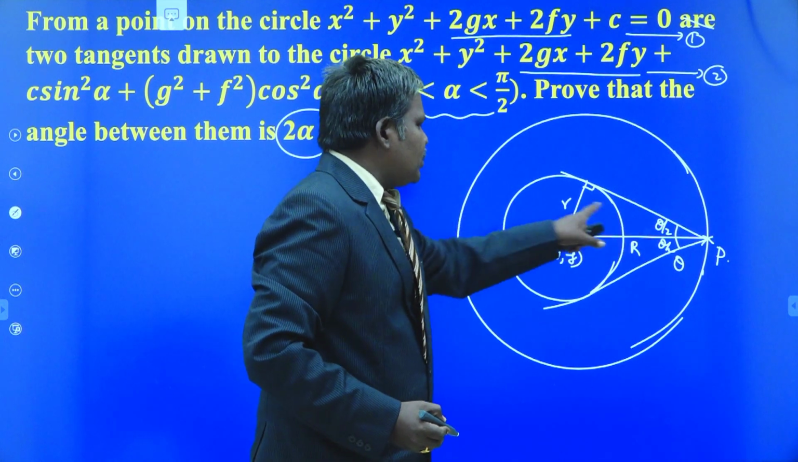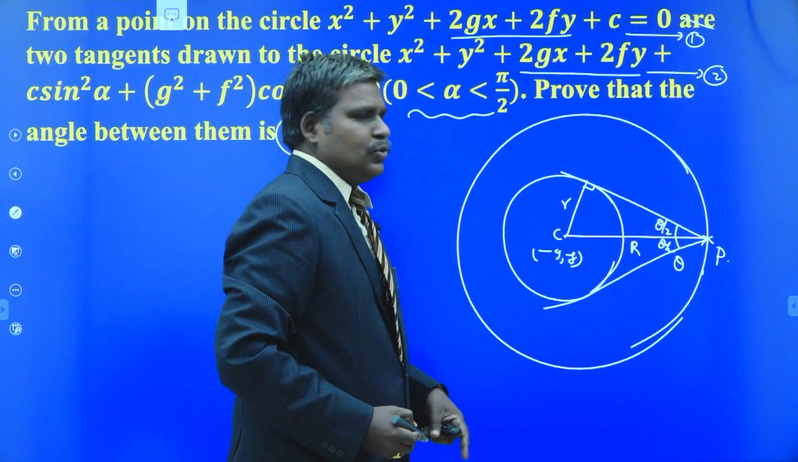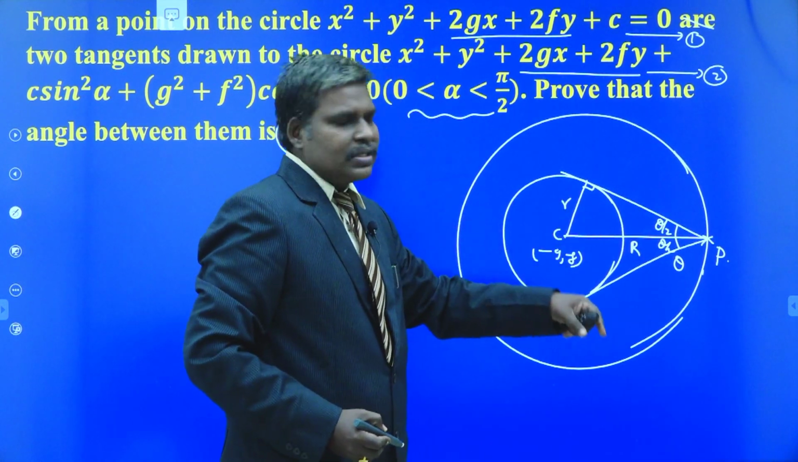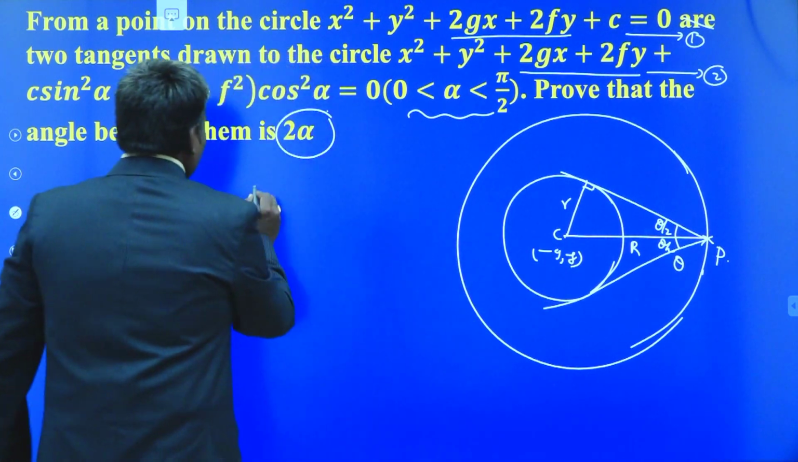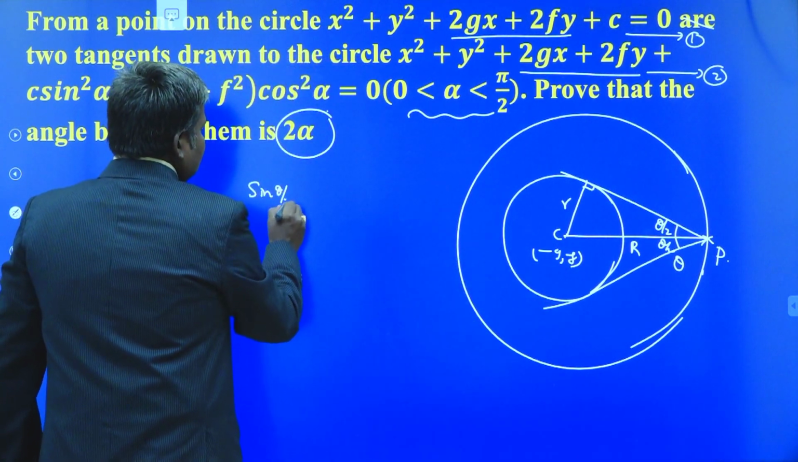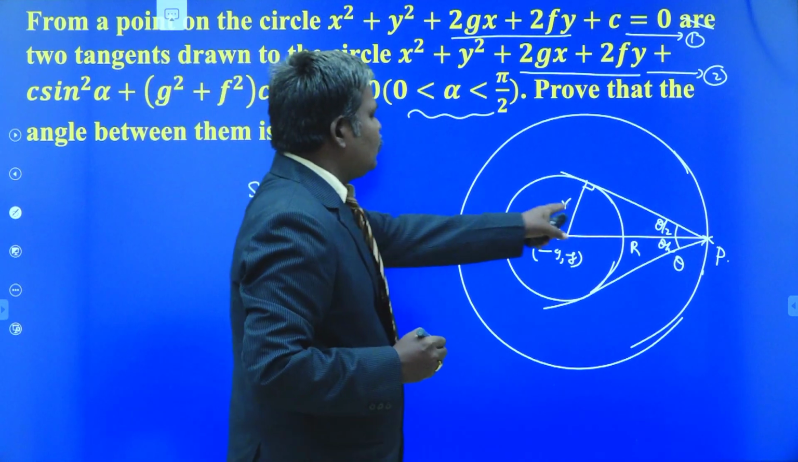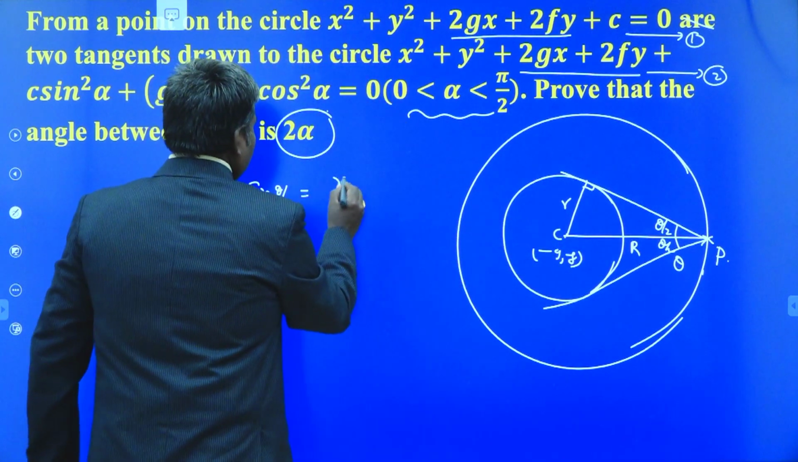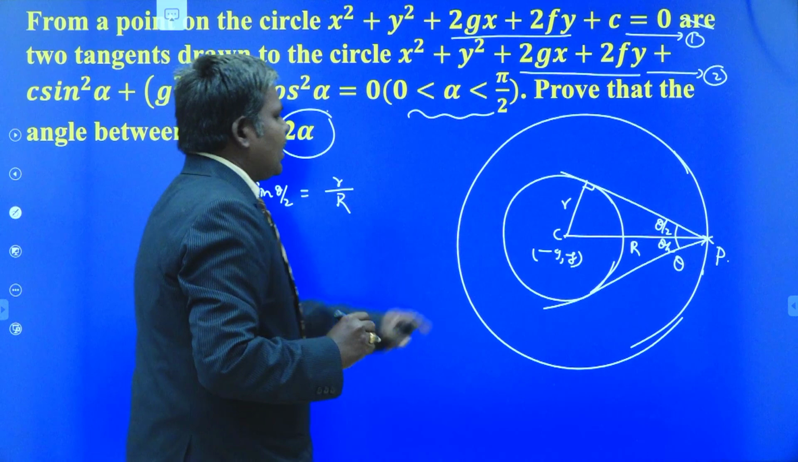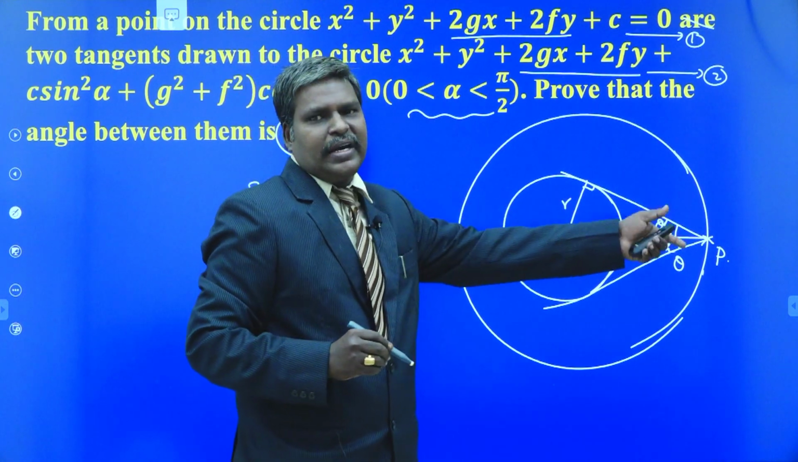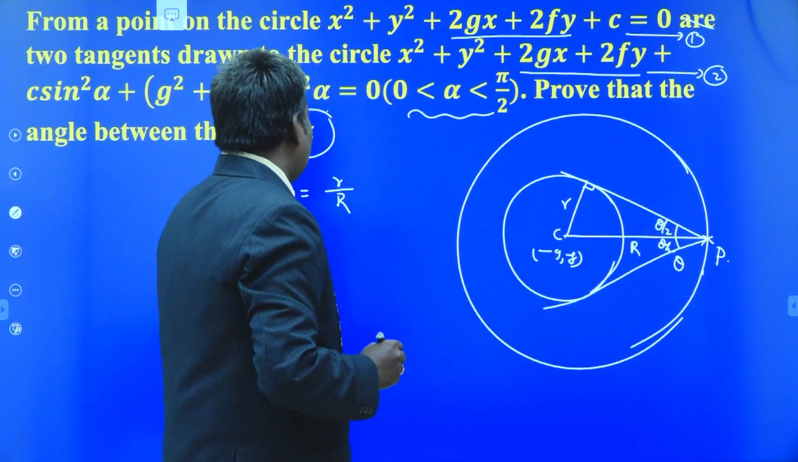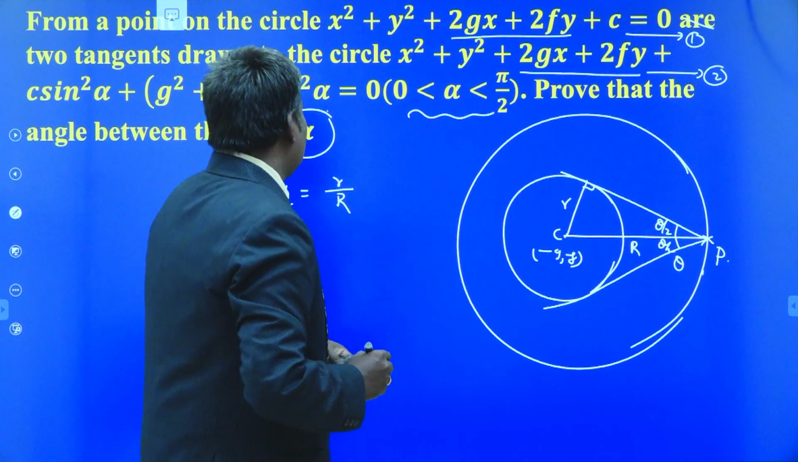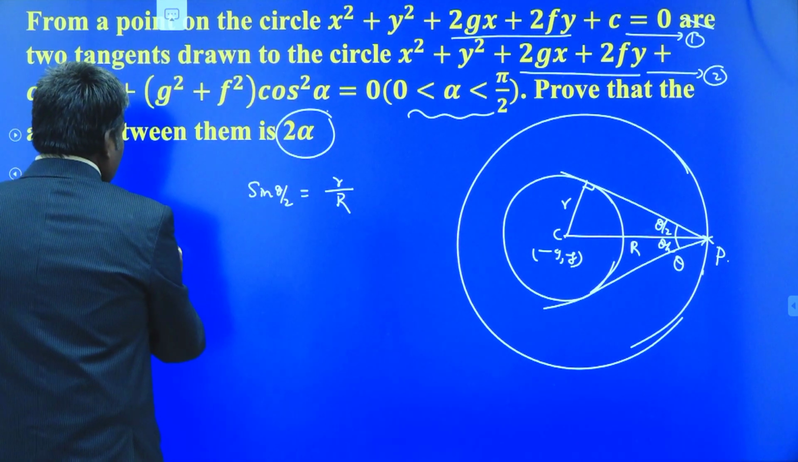For this theta by 2, this is the opposite side, this is the hypotenuse. Which ratio should we prefer? Sine. Sine theta by 2, from the figure itself, is equal to small r by capital R. Small r means the radius of the inner circle, capital R means the radius of the outer circle. So can I find both the radii or not?